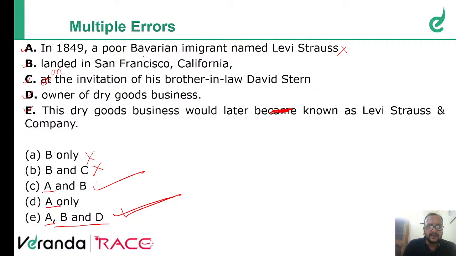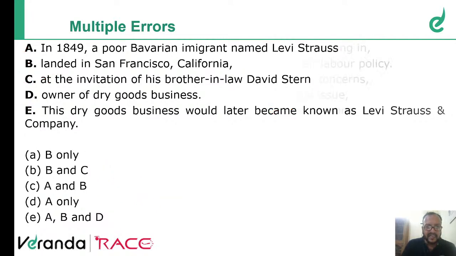In 1849, a poor Bavarian immigrant named Levi Strauss, correct. So A is correct. Landed in San Francisco, California, correct. On the invitation of his brother-in-law, so C is incorrect. Owner of dry goods business. This dry goods business would later be known as. So C and E are incorrect, and A, B and D will be the correct answer. Fine, got it? Moving on to the next question.